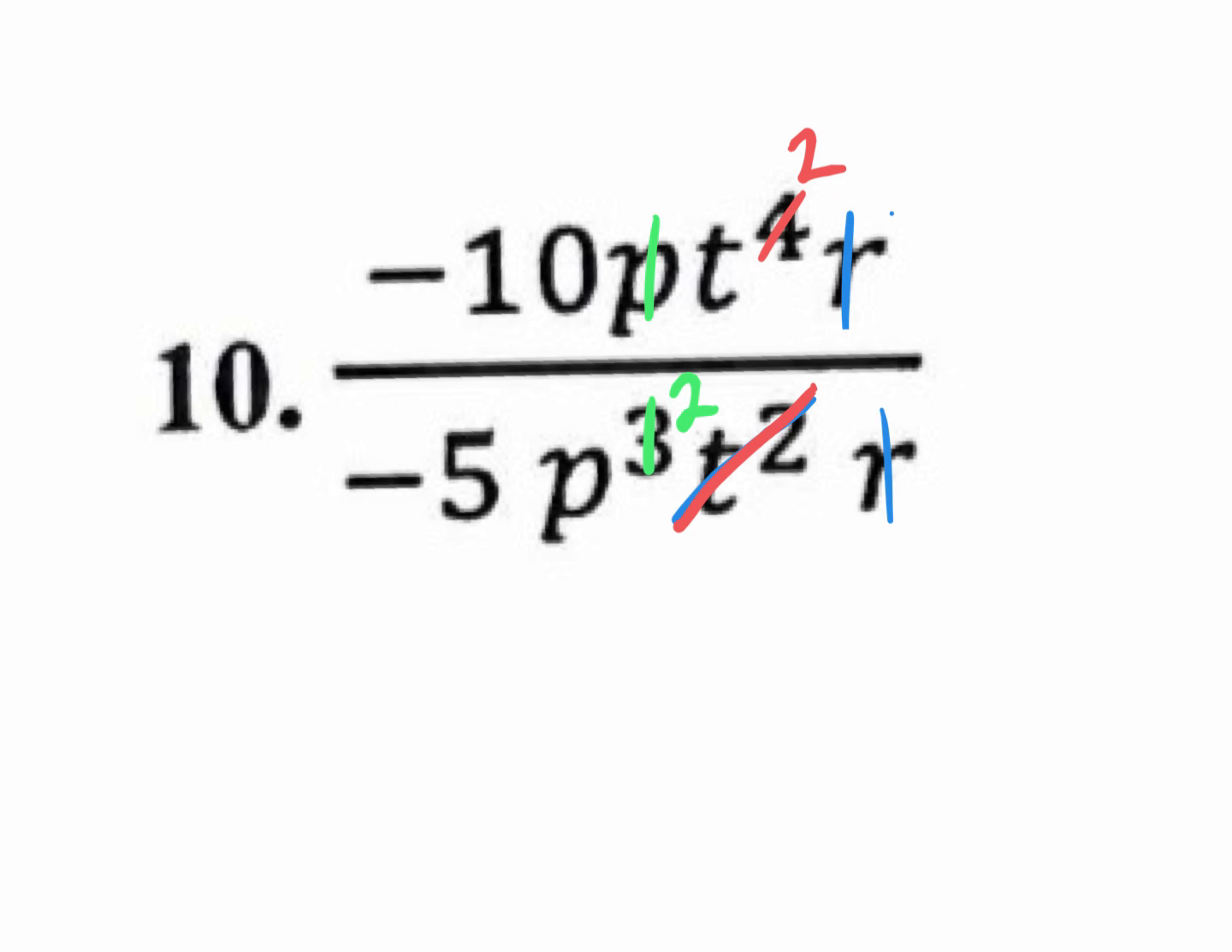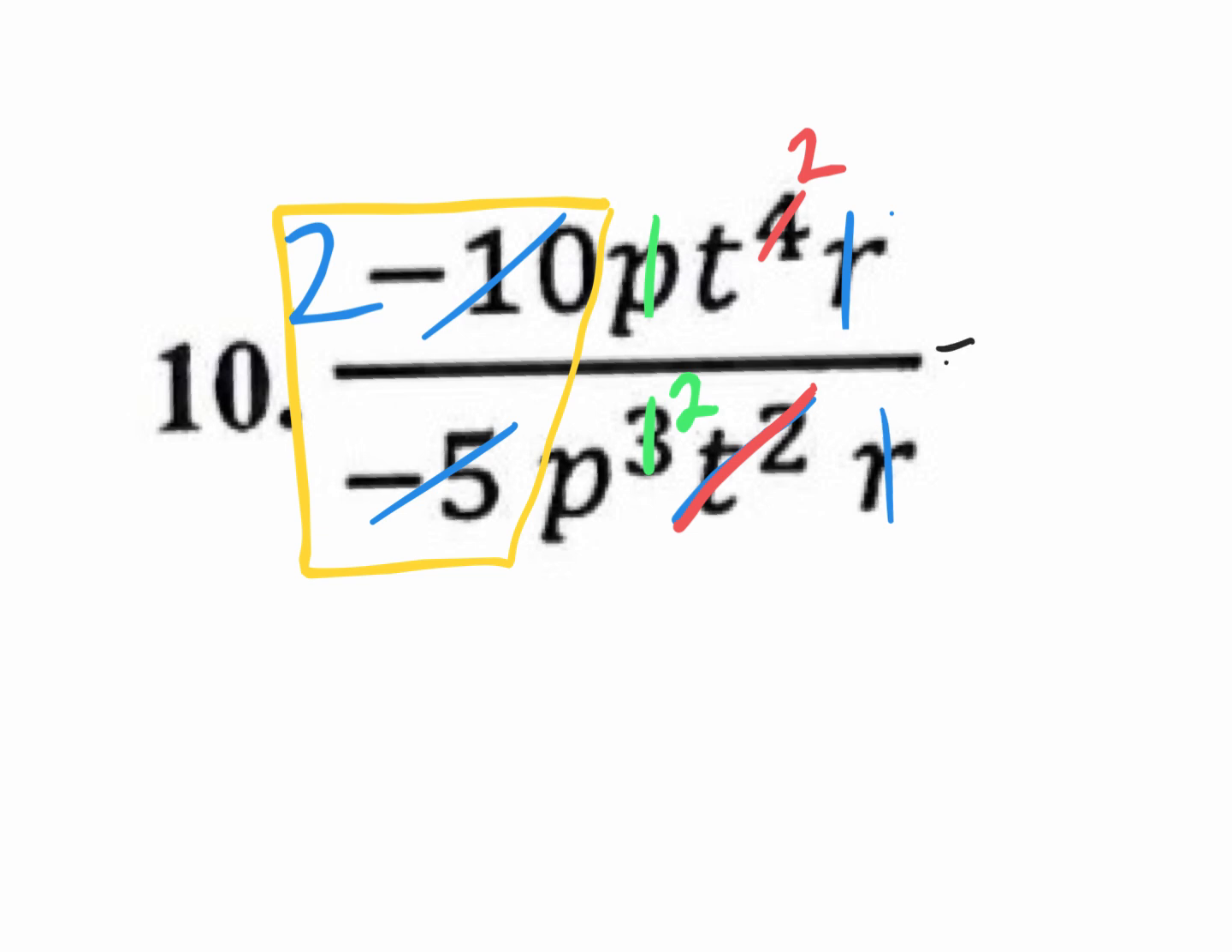And then I have the fraction to deal with, which is -10 divided by -5. Negative divided by negative is positive. 10 divided by 5 is 2. So you're going to have a 2 left over up on top. So what's our answer? We have a 2 up on top, t to the 2nd, and that's it. And on the bottom, you have a p squared, and that's it.